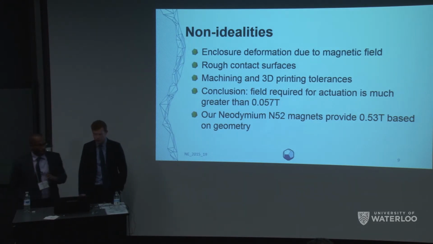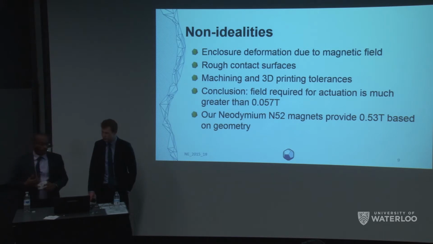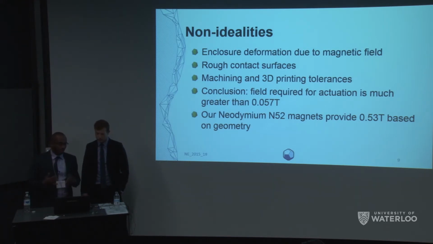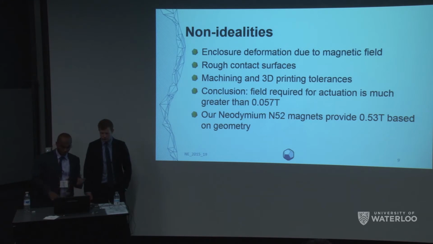Also, like he said, there were a few issues that we had, and that's the friction, which is from the contact surface being rough against the pin and the wire. We also had deformation due to the very strong magnets that actually deformed our ABS enclosures, which caused more friction. Obviously, with machining and 3D printing, there are some issues there. But like I said, the magnetic field that we got was a lot greater than what we needed, and that's why it was able to overcome both the friction and the gravity.